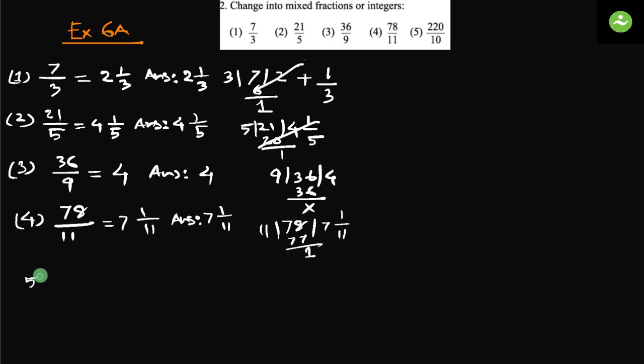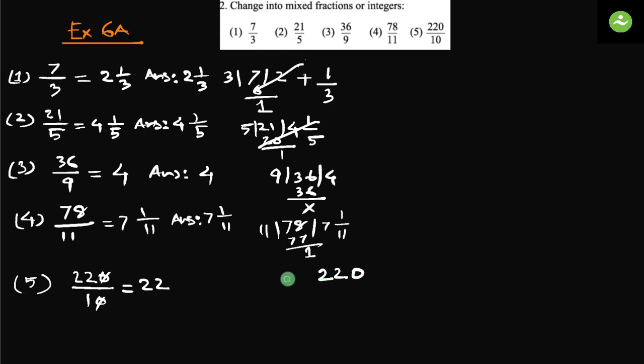Number 5. 220 by 10. We can simply get rid of the 0, because dividing by 10 means getting rid of the 0. Then it becomes 22. What do we actually do here by getting rid of one 0? Let us see what we do.